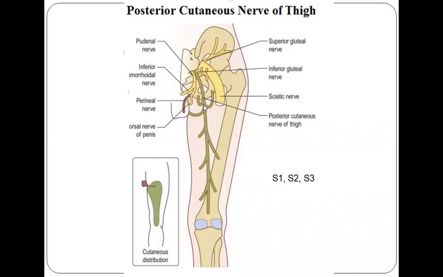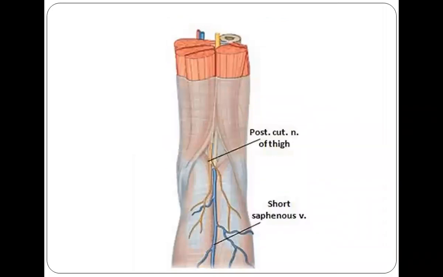The special feature of this nerve is that it is deep to the deep fascia of the thigh, up to the region of the popliteal fossa. Then in the popliteal fossa, the posterior cutaneous nerve of thigh will pierce the popliteal fascia, which forms the roof of the popliteal fossa. And then it gives cutaneous branches in that region as well.